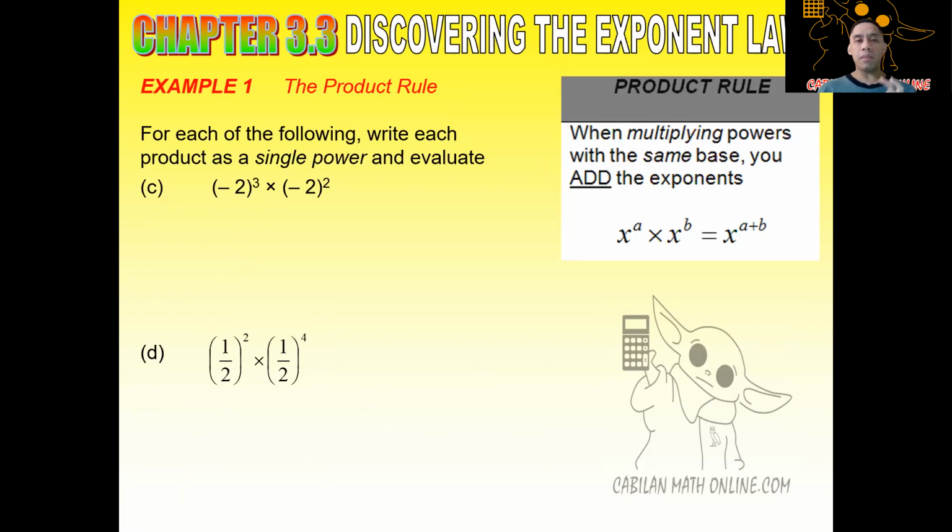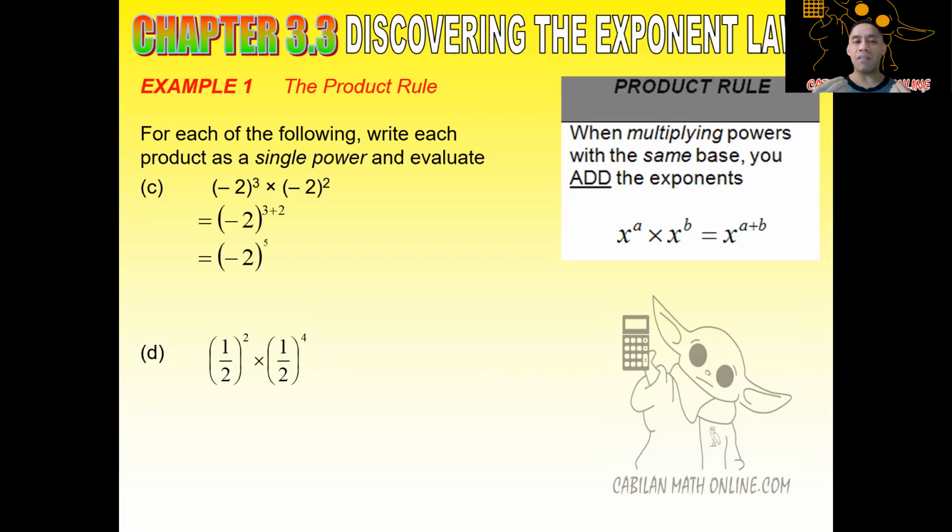Now, I want you just to be careful of the form here because I want you to see that the negative 2, inside the brackets, must be written as a negative 2 inside the brackets when we express it as a single power. So what we're going to do here with the 3 and the 2 is add those exponents as you see. So as a single power, what we have here is negative 2 in brackets raised to the exponent 5.